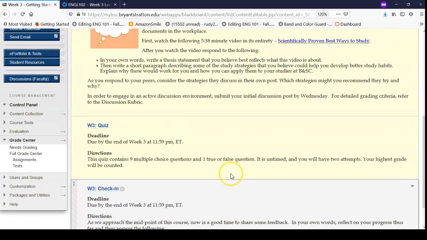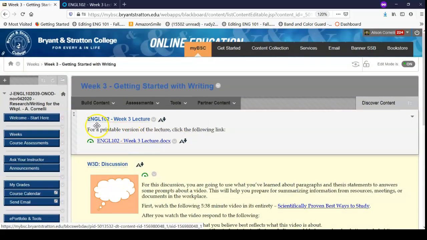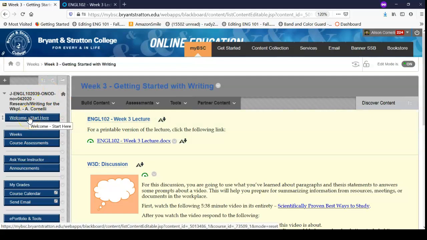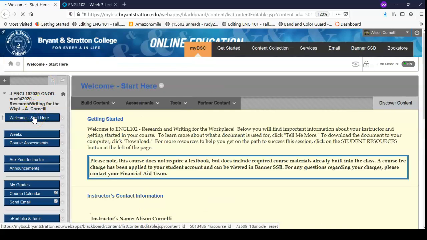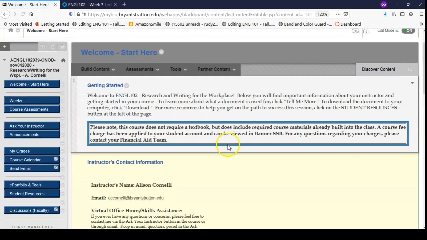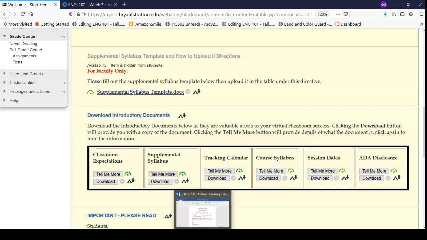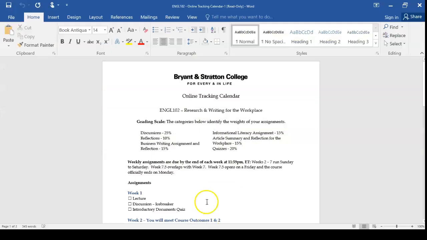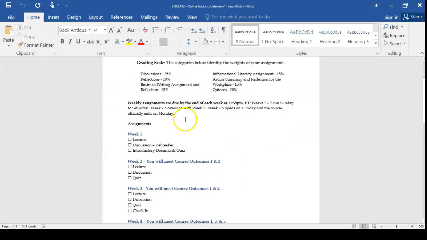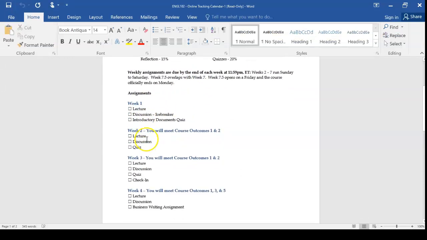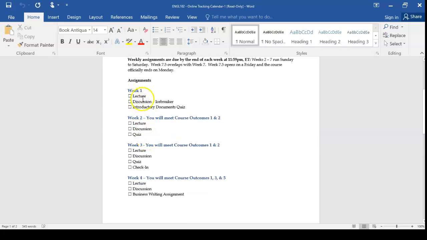So if you have not done so already, I want to point out something to you, and this is in pretty much all of your classes at Bryant and Stratton, and it's super helpful. If you go back to the welcome button, there is a tracking calendar, and I already have it pulled up, so we don't have to go through the awkward part of downloading and doing all of that. This goes by week. Some students like to have this as a checklist of what you're going to be doing each week.